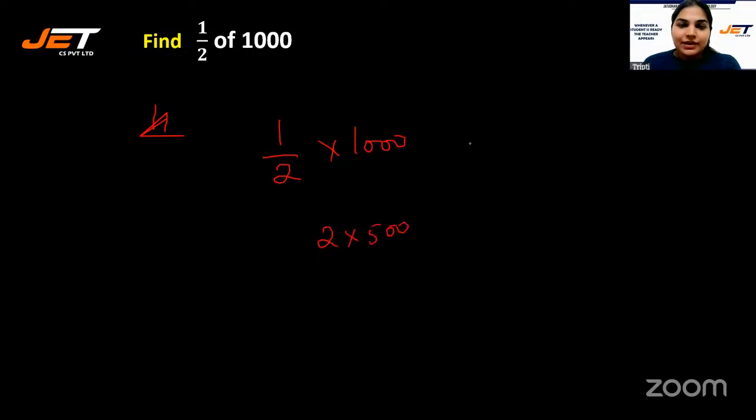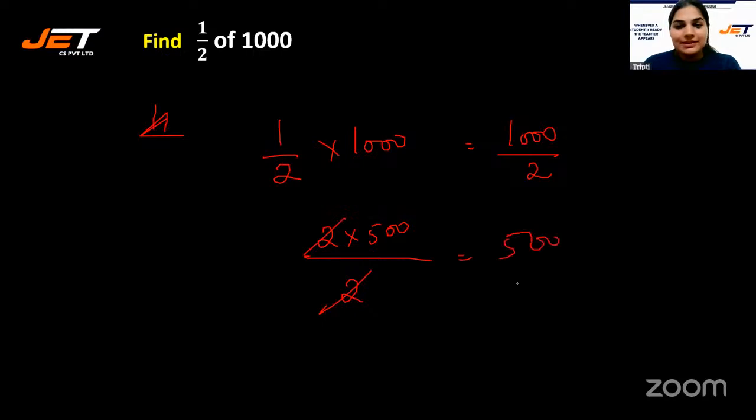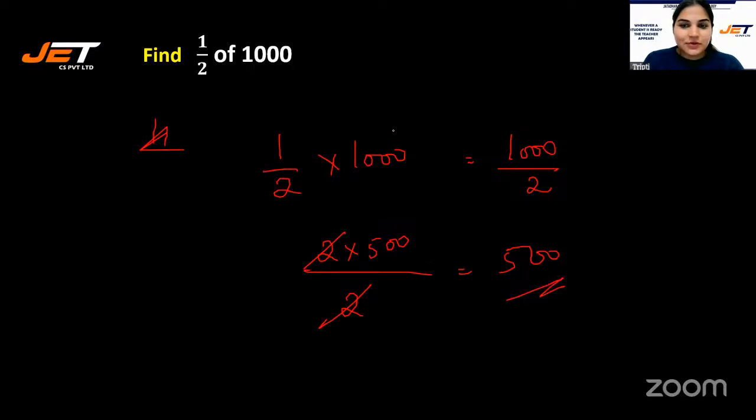Okay, so here we have 1 by 2 of 1000. How can we do it? You know that of means times. So 1 times 1000. 1000 can be written as 2 times 500, and in the denominator 2. So 2 cancel, 500 is the answer. Did you get the same answer? Oh, yes, I can see in the chat. Yes, perfect.